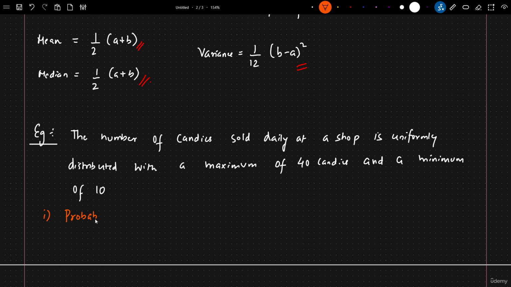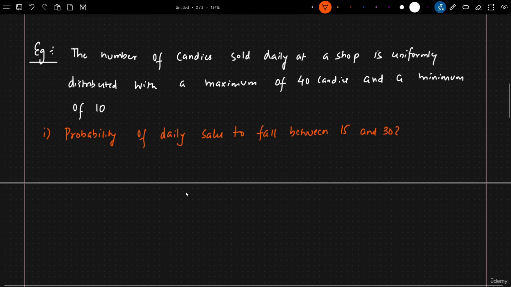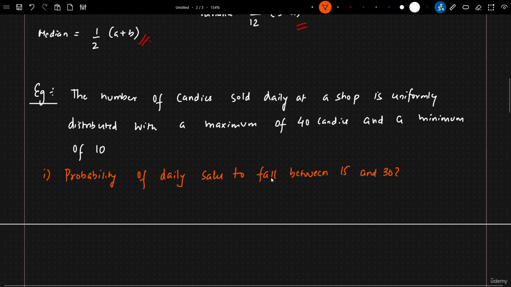What is the probability of daily sales to fall between 15 and 30? Okay, so this is my question, and this is how the entire question looks like. Let's understand the question. The number of candies sold daily at a shop is uniformly distributed with a maximum of 40 candies and a minimum of 10 candies. So what is the probability of daily sales to fall between 15 and 30? Let's take this as an example.